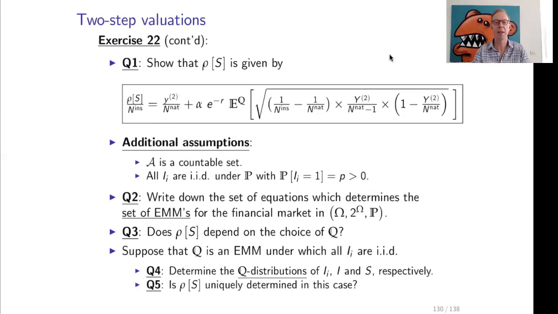This is normal, because in this case that insured and national are equal, then in fact the insurance claims are traded. That's just the outcome of the survival index. And then you just buy the survival index as a hedge. Now we make some additional assumptions. A is a countable set, and all I are independent identically distributed under P with the probability that I_i is 1 is p. But before we make these additional assumptions, let us first try to solve question 1.